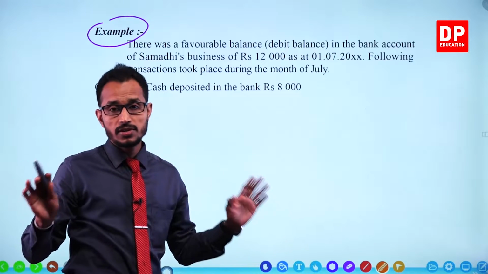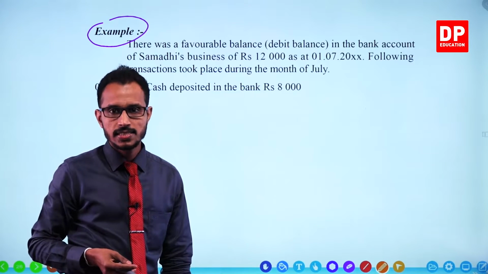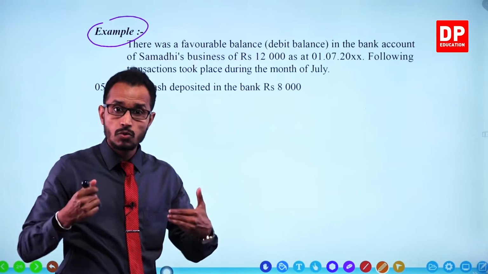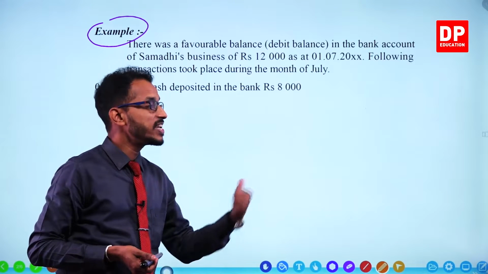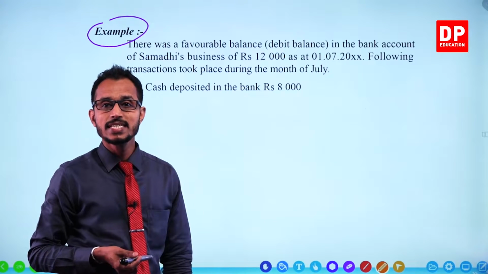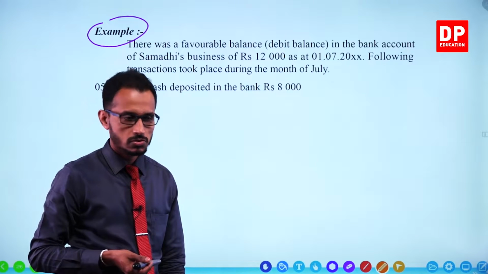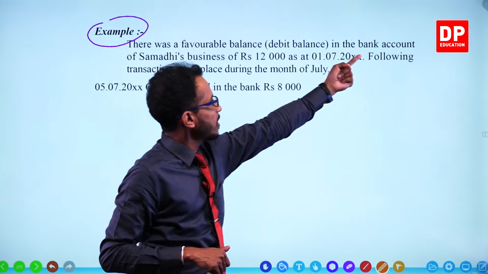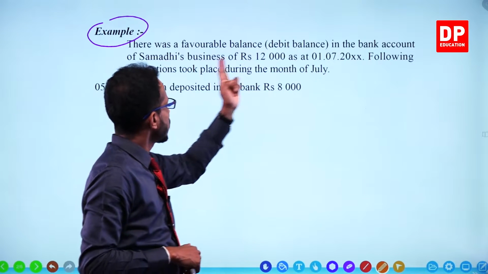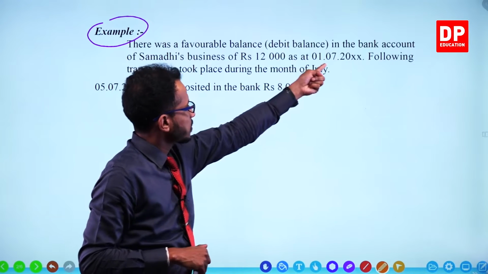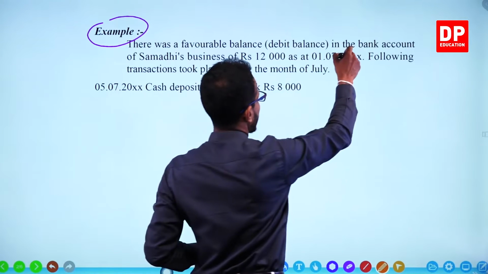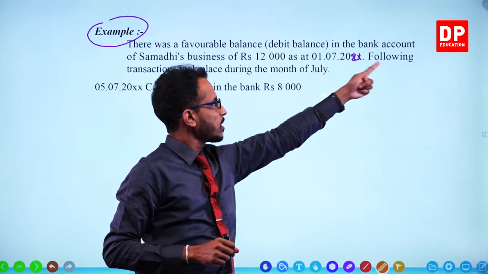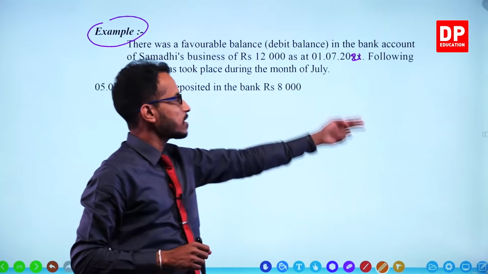Children, I really hope that you understood how bank overdrafts work, how they are offered by banks to businessmen, and how, as businessmen, we record, how we indicate the OD in our bank accounts. Okay, there was a favorable balance, debit balance in the bank account of Samadhi of 12,000 as at 1st July 2021. Following transactions took place during the month of July.